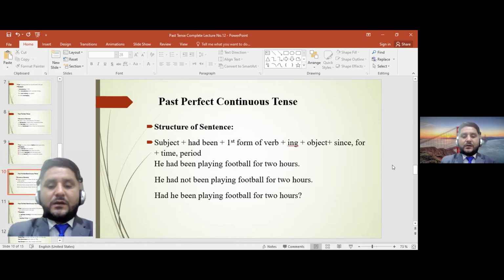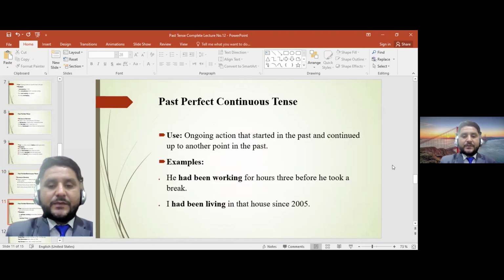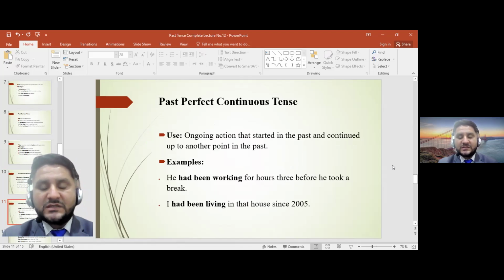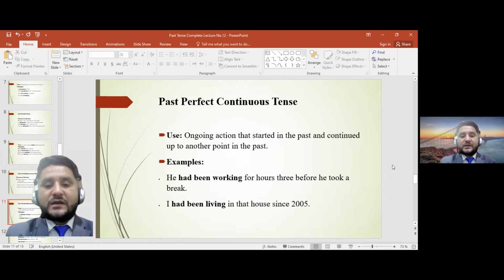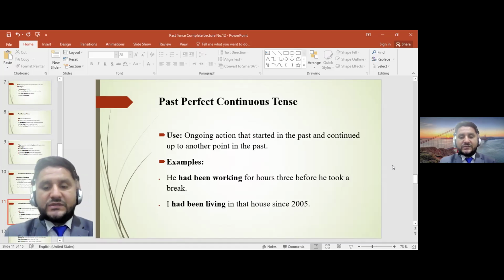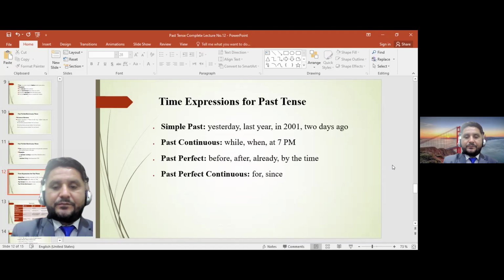So here, we'll talk about the use of past perfect continuous tense. It's used for an ongoing action that started in the past and continued up to another point in the past. Simply, the action started in the past, continued, and ended at a specific time. Examples: He had been working for 3 hours before he took a break. I had been living in that house since 2005.